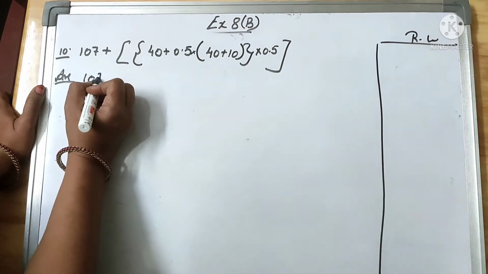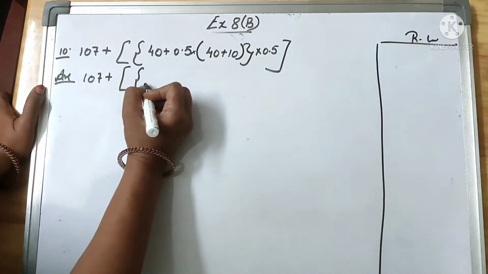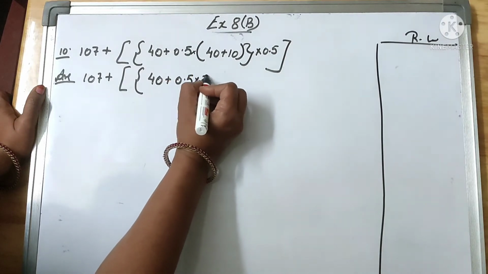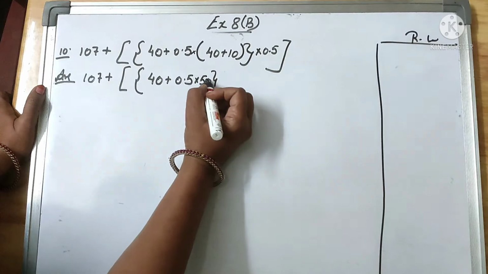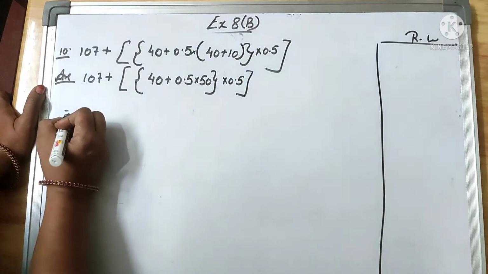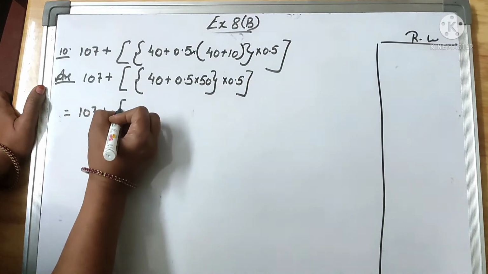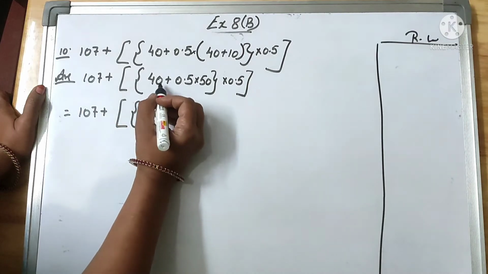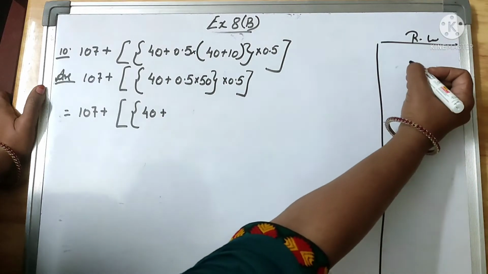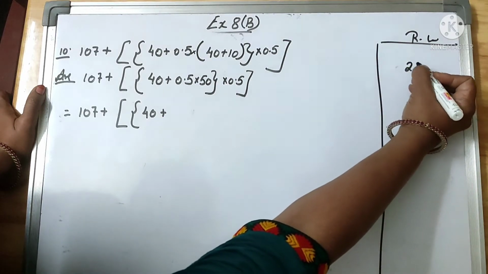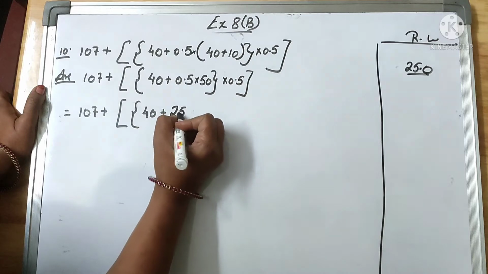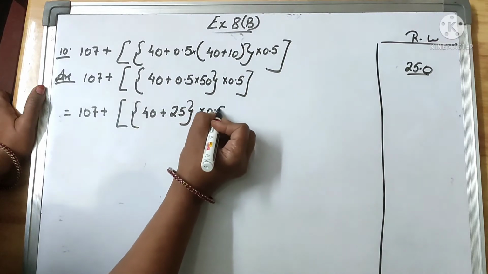So it comes out to be 107 plus square bracket, then curly bracket 40 plus 0.5 into, 40 plus 10, which is equal to 50, then this curly bracket closed into 0.5. Which is equal to 107 plus, now inside the curly bracket, 40 plus 0.5 into 50. So 50 into 0.5 will be equal to, say 50 5s are 250, and 0.5 means one decimal I have to put, it comes out to be 25. Curly bracket closed into 0.5.